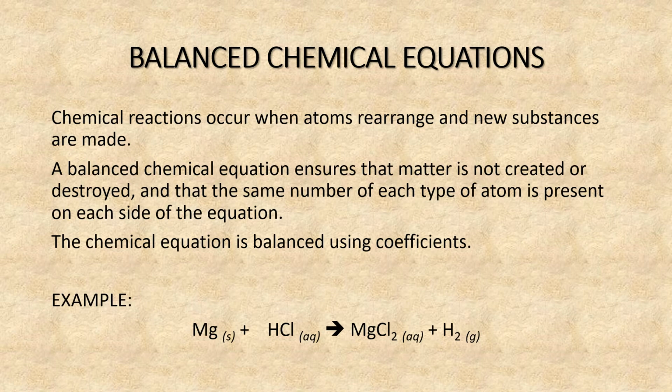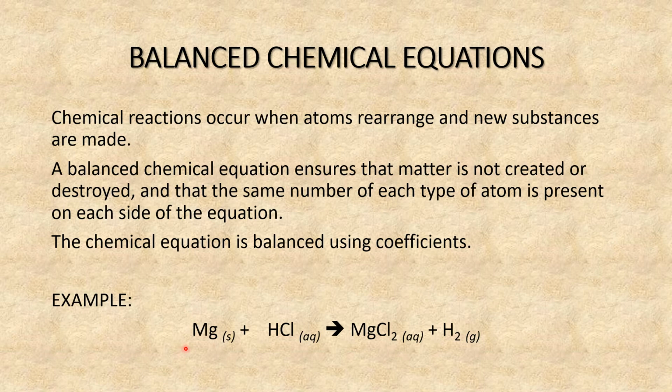Balanced chemical equations. During a chemical reaction, atoms will rearrange and new substances are made. It's important to note that atoms are not created or destroyed during a chemical reaction. And to ensure that we show this, we will use balanced chemical equations. So balanced chemical equations will have the same number of each type of atom present on each side of the equation. So to balance a chemical equation, we use coefficients. Coefficients are numbers that go in front of the chemical symbols in that equation.